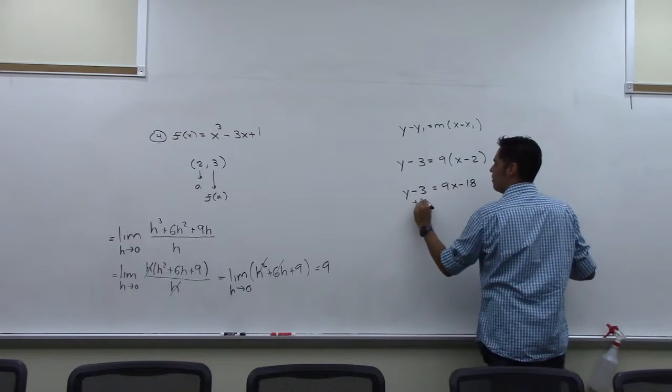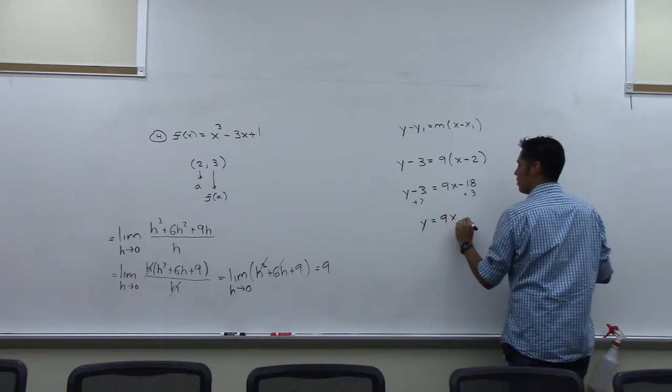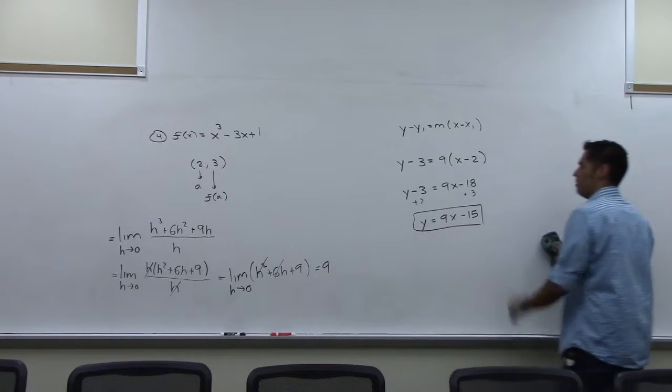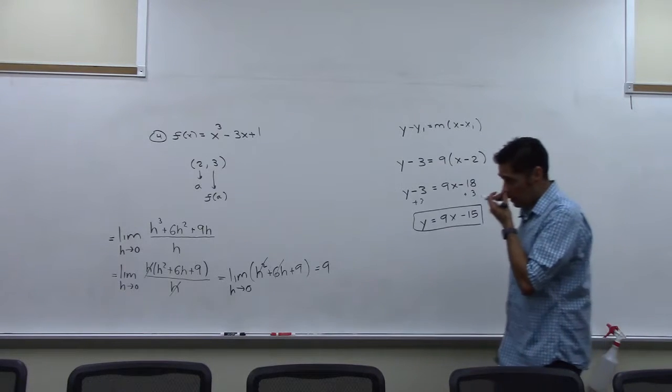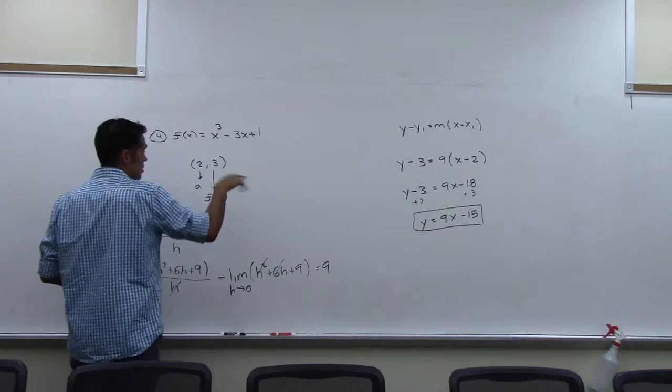And now I can add 3 to both sides. Y equals 9x minus 15. There we go. So that's the equation of the line that would intersect this graph at this point and would be tangent to that curve.